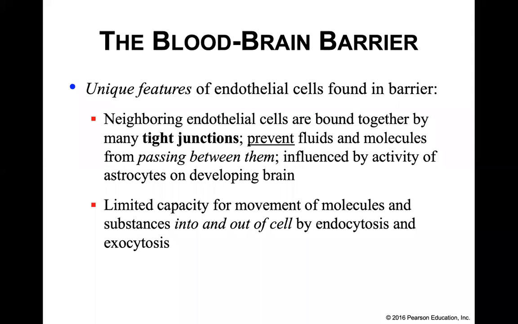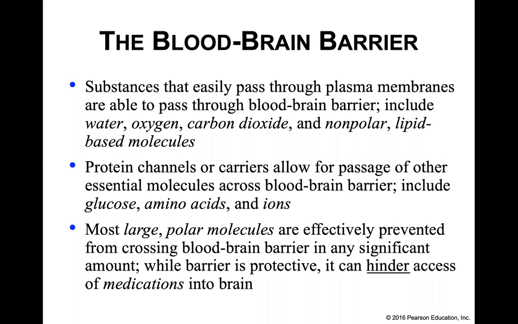Unique features of the endothelial cells found in the barrier: neighboring endothelial cells are bound together by many tight junctions. This prevents fluids and molecules from passing between them, influenced by the activity of the astrocytes in the developing brain. There is also limited capacity for the movement of molecules and substances into and out of the cell by endocytosis and exocytosis.